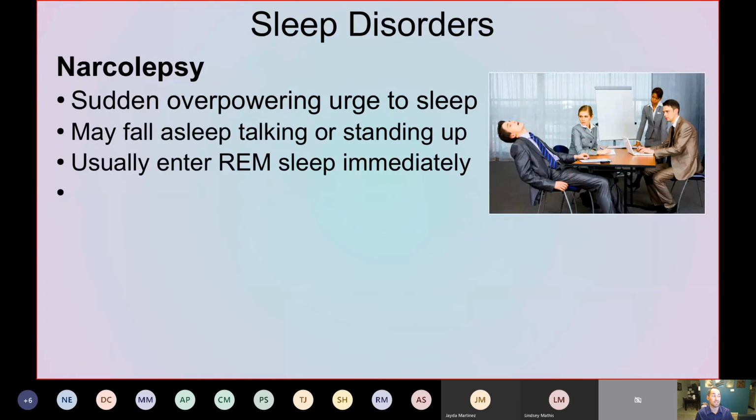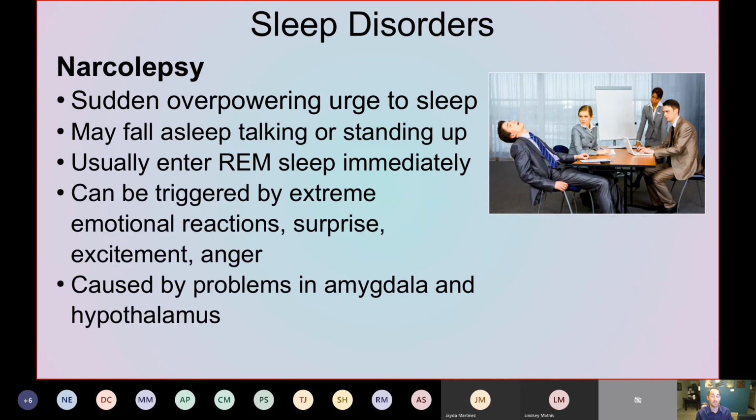Another sleep disorder is narcolepsy. This is a sudden overpowering urge to sleep, just essentially falling asleep. People with narcolepsy might even fall asleep standing up, when they're in the midst of talking, when they're driving a car, and they usually jump straight into REM sleep, which is very different than our normal sleep. Usually we go N1, N2, N3, N2, N1, REM. For narcolepsy, you jump straight into REM.